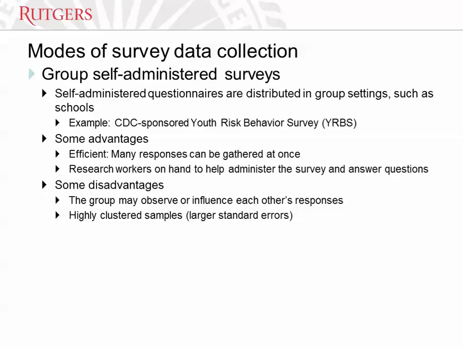But there are some disadvantages. The group setting can influence the responses. People can shout out answers or make fun of questions, and that can, in some ways, contaminate the whole group in terms of how it's responding. Because it's a group setting, also it's a highly clustered sample, similar to household interviews, which tend to be clusters of households. This is even more clustered. A group self-administered survey, almost by definition, is one that's very highly clustered.